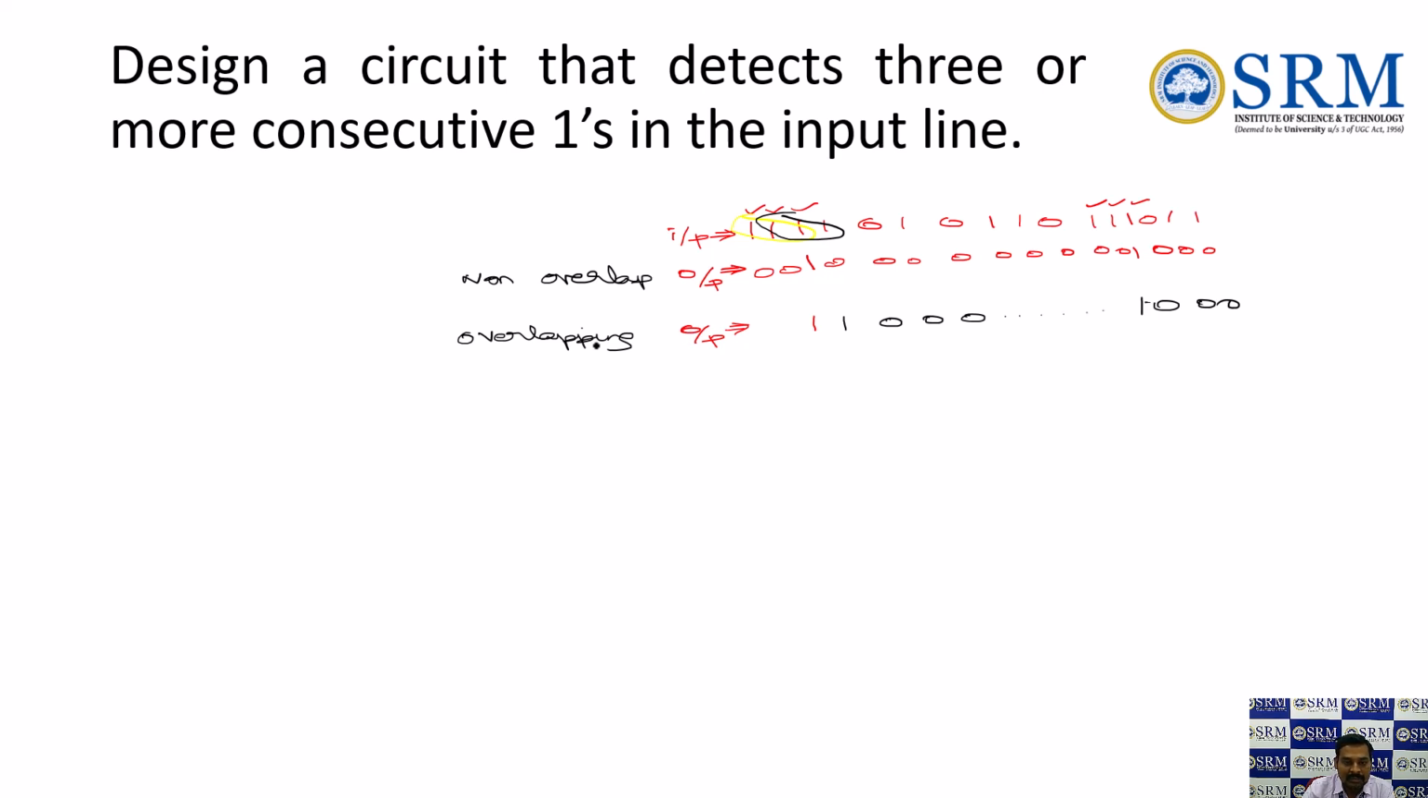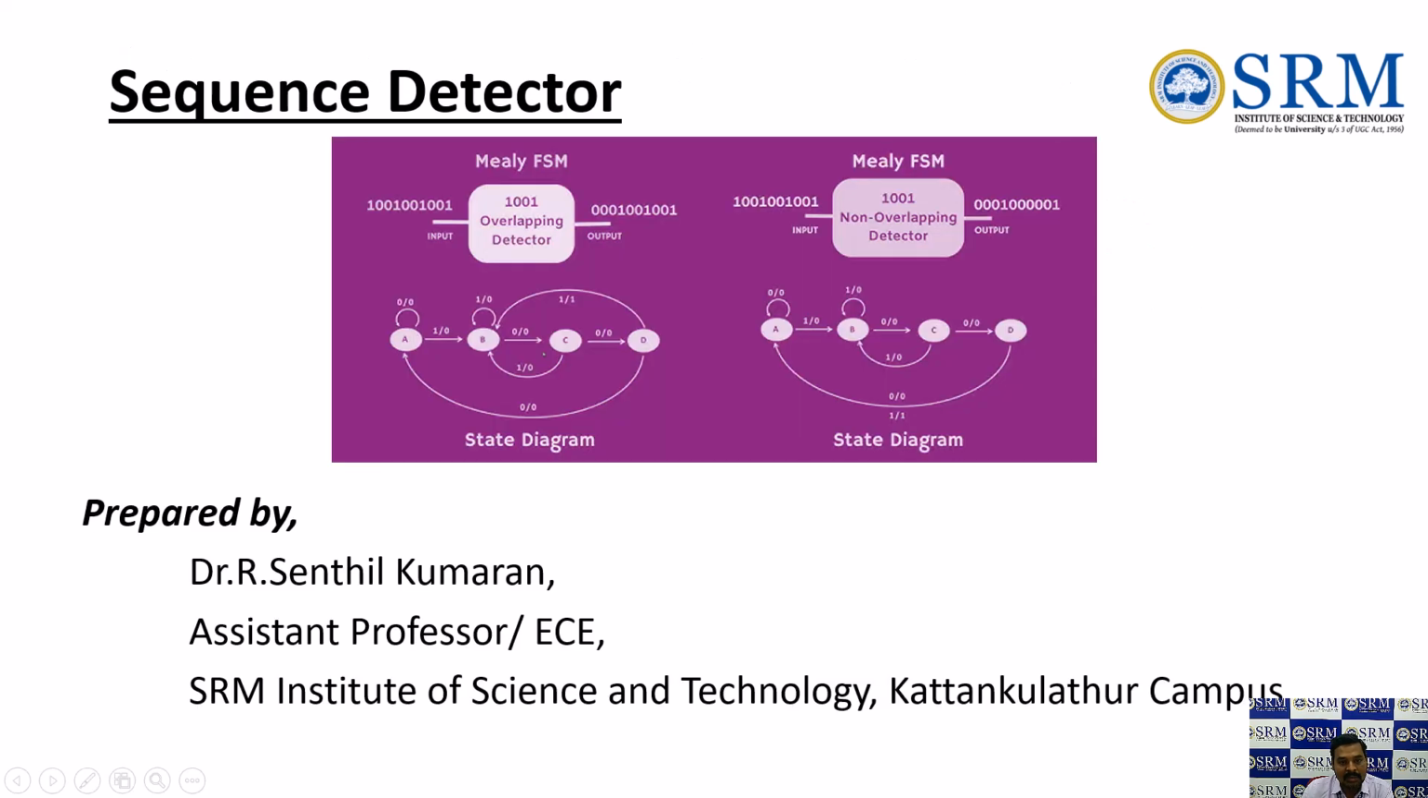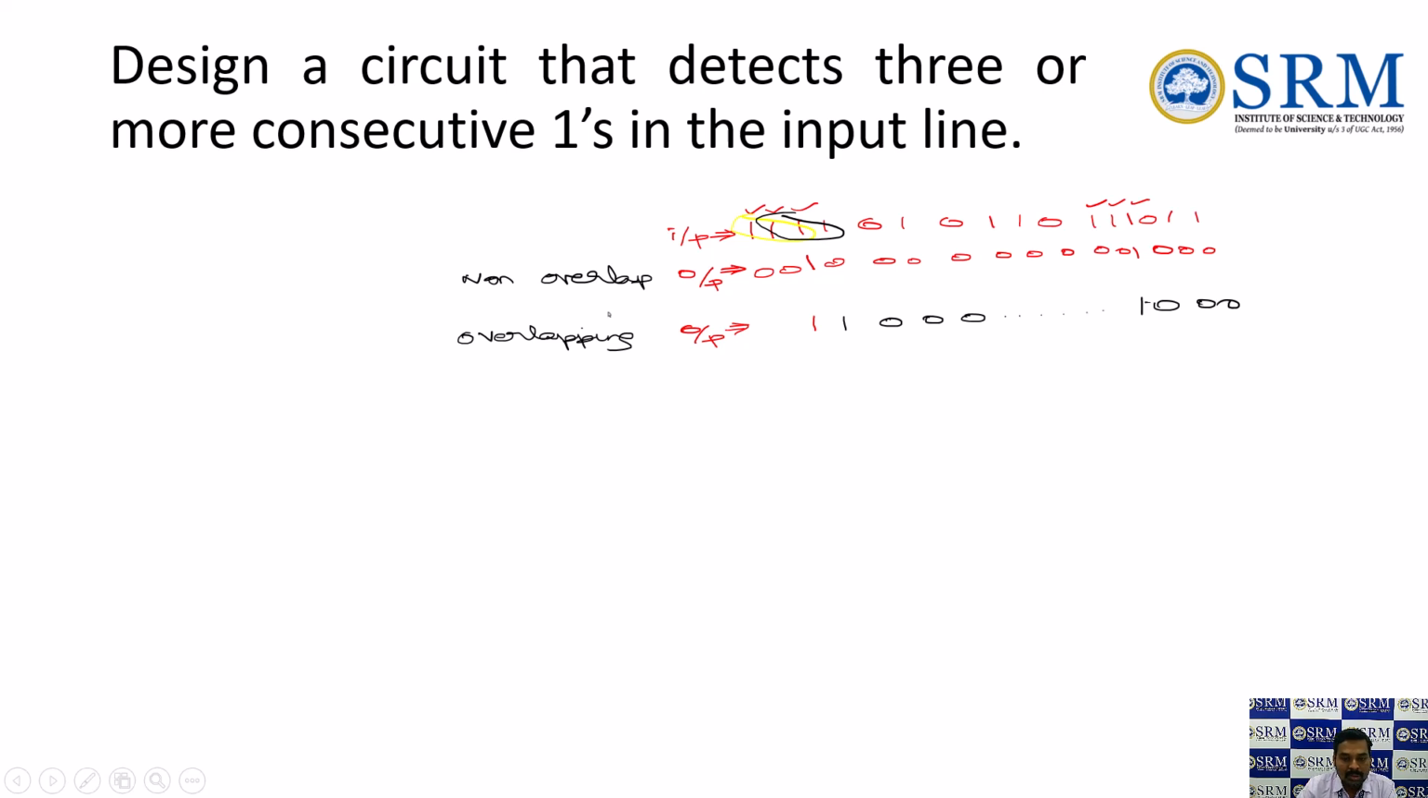First we'll design, then we'll proceed with the state table as well as the state diagram, then we'll go for the design part. Okay, so this was the concept of the overlapping sequence detector as well as the non-overlapping sequence detector, that was given on the title slide itself. Okay, fine. So now we have to design a circuit that detects three or more consecutive ones in the input line. Keep in mind, whenever we receive three consecutive ones, our output should be 1, right? So for that, first I'm defining some states.